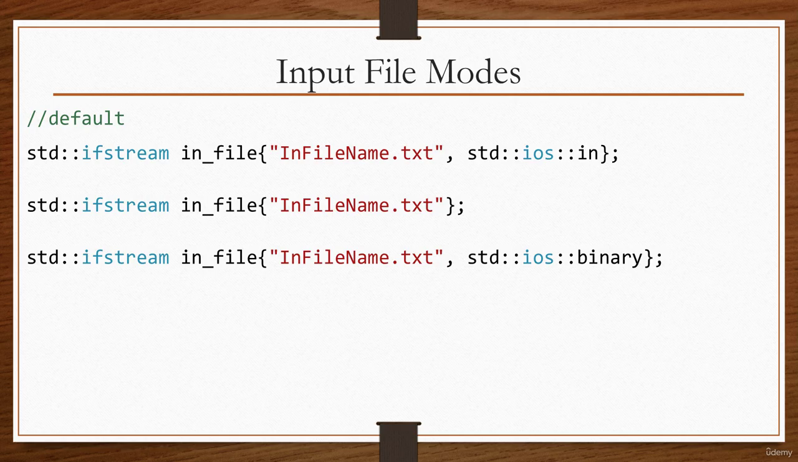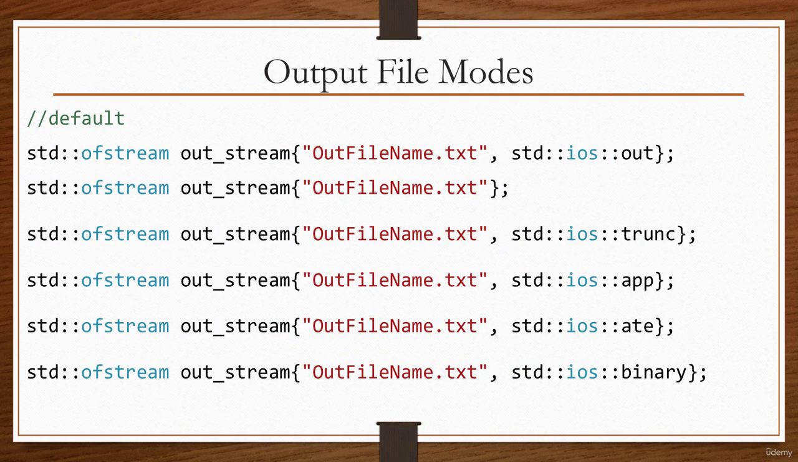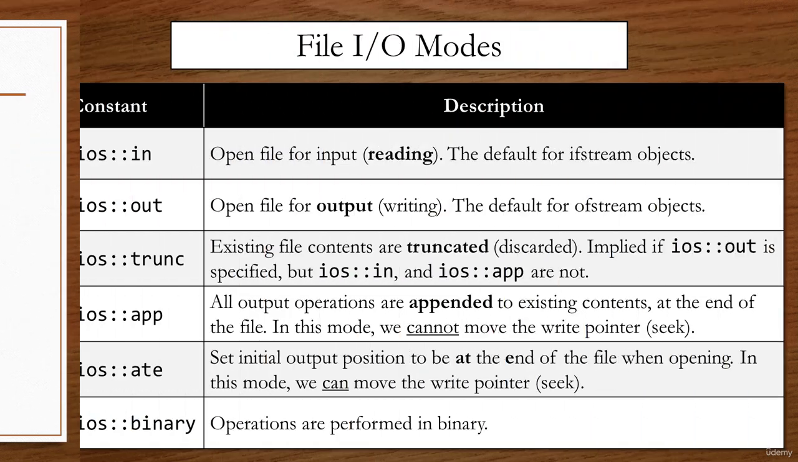For input files we can also specify binary, and that is then going to read binary, or in other words open the file in binary mode. For output file modes we are concerned with more of those modes. For example, the default is std::ios::out. That is specified if we only provide the file name with the ofstream object. However, we can also specify trunc for truncation, app for append, ate for at the end, and then also binary for binary mode. So I've summarized that here in this table.